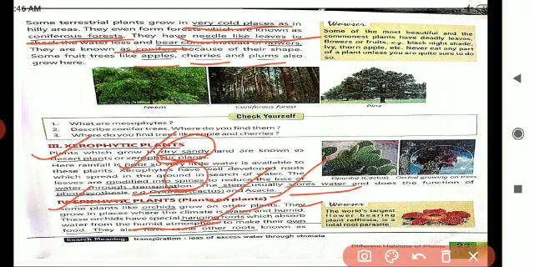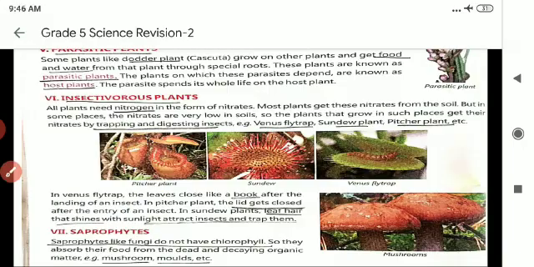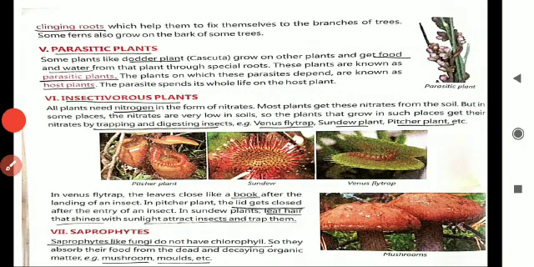And they have some other special root. What is that other root? That is called clinging root. What is this called? Clinging root, which helps them to fix themselves to the branches of trees. Okay children, what is the next one?